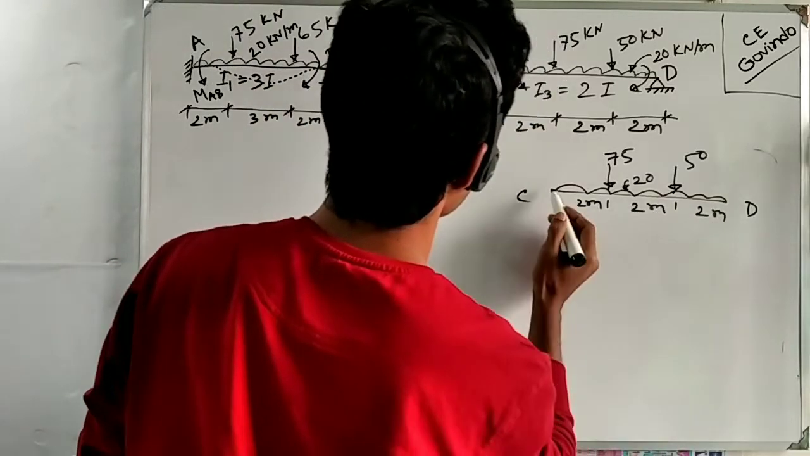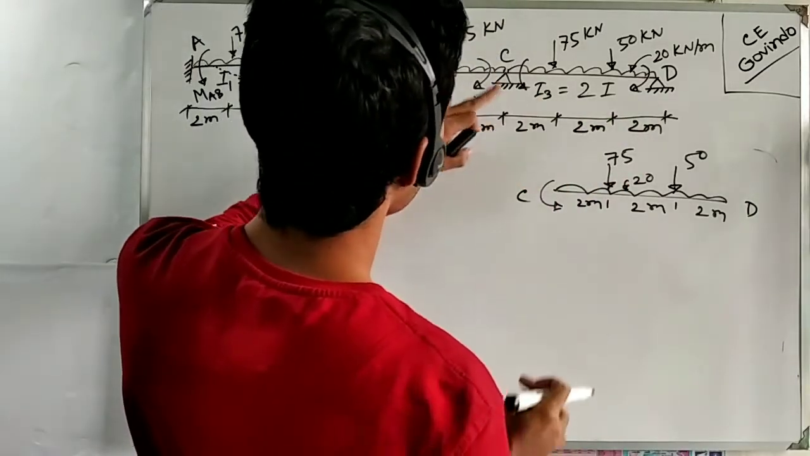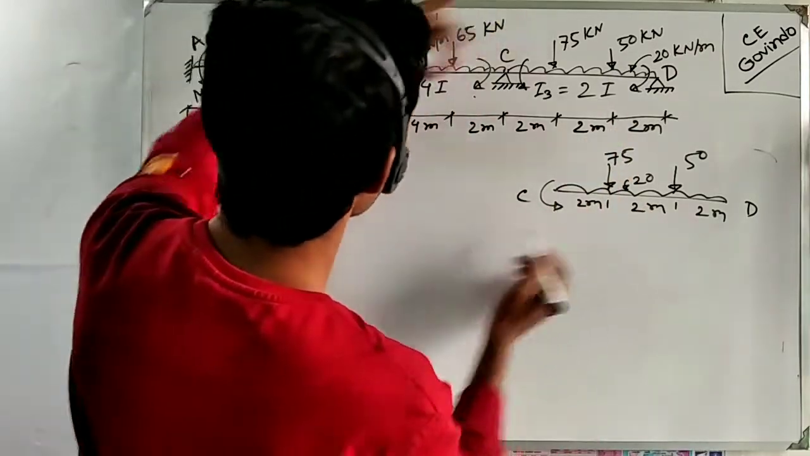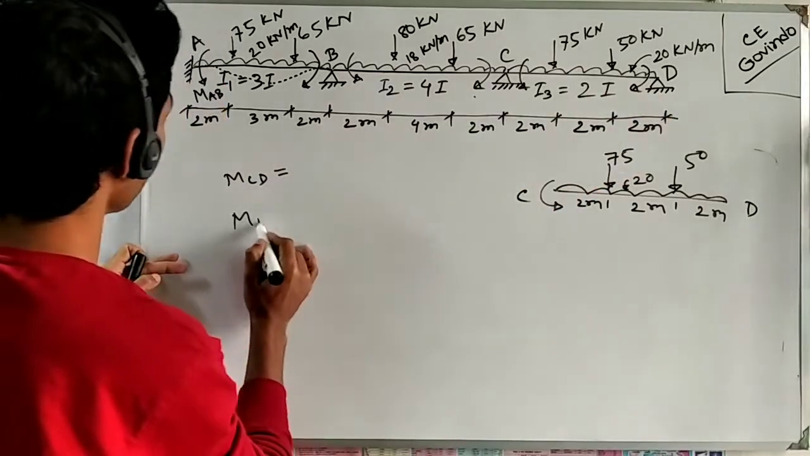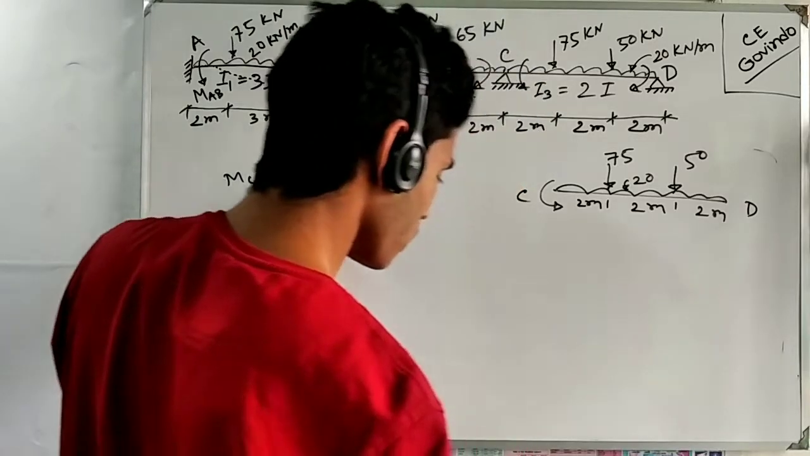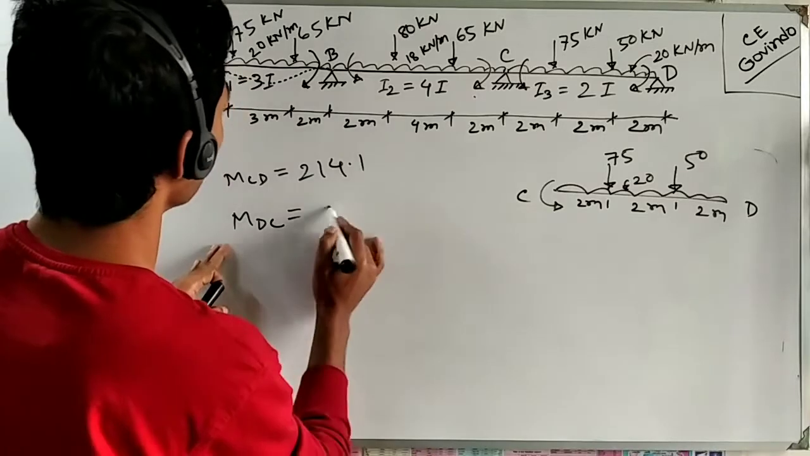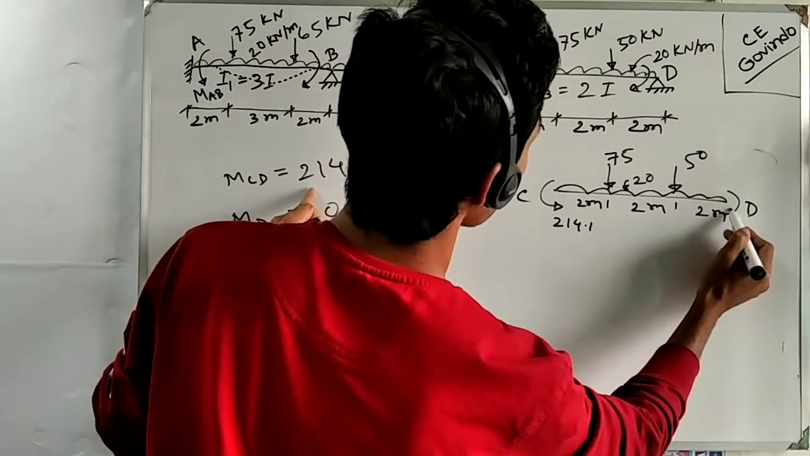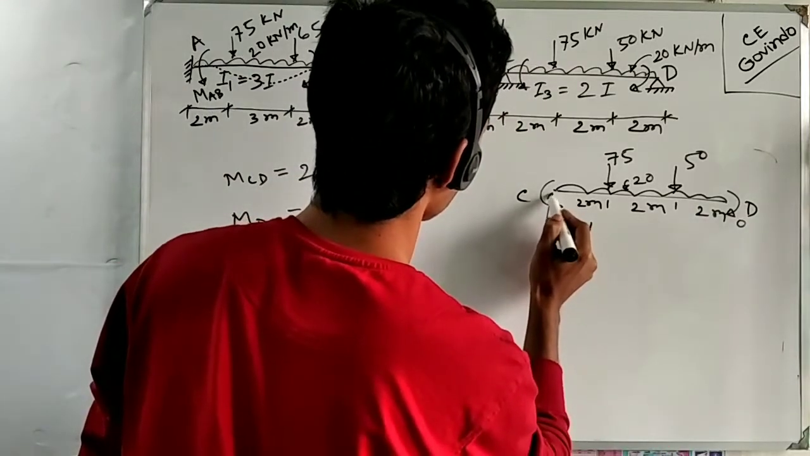We know the moment here at this point. We have just calculated this moment, MCD, and this point moment is MDC. We have just calculated MCD equal to 214.1 and MDC equal to 0. That is, we know this moment is 214.1 and this moment is 0. So we need to calculate the support reaction here.